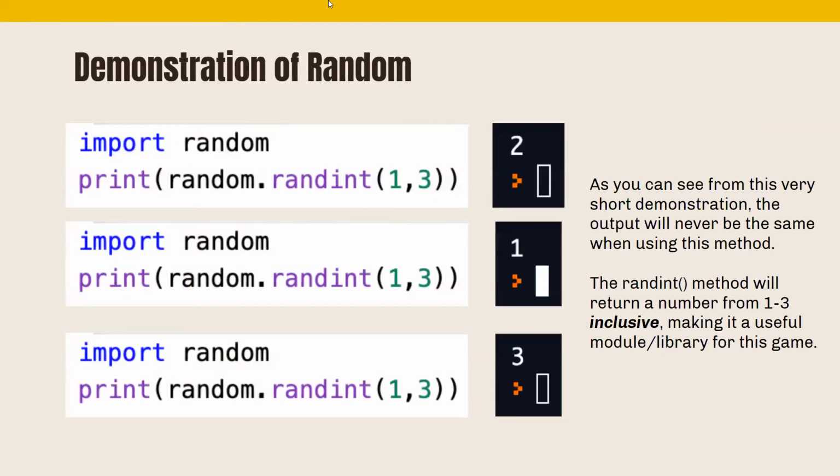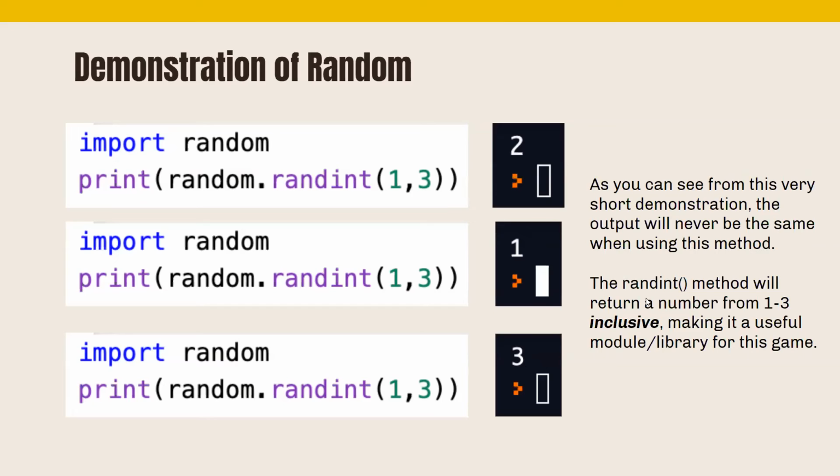All right, so now it's a demonstration of this random library. We see here first we import this random module, very important. And then here we are printing a random number from 1 to 3 inclusive. The first time we run it, it gets 2, and then we run it and get 1, and then a 3. If you keep running this over and over, it'll just keep showing random numbers from 1 to 3. So you can see from this demonstration, the output will never be the same when using this method.